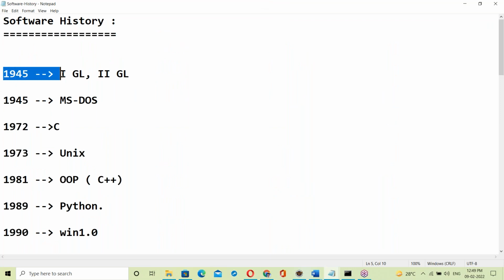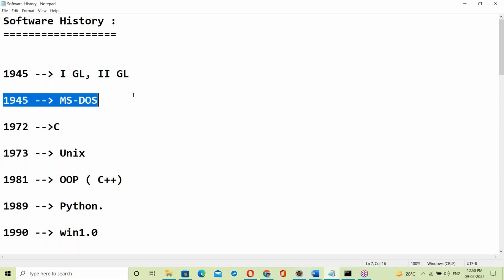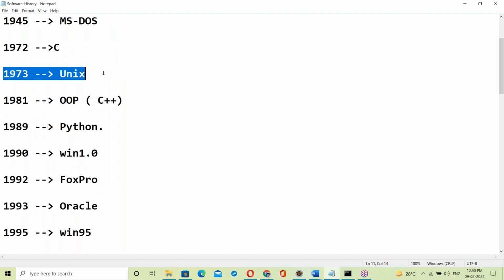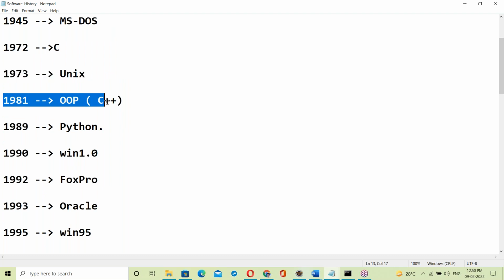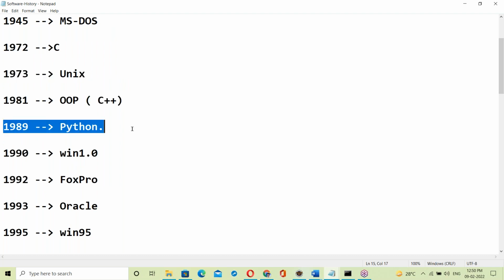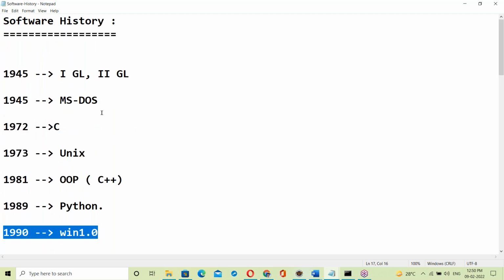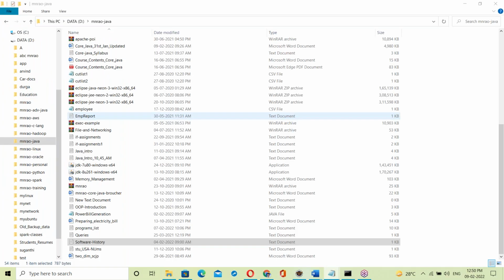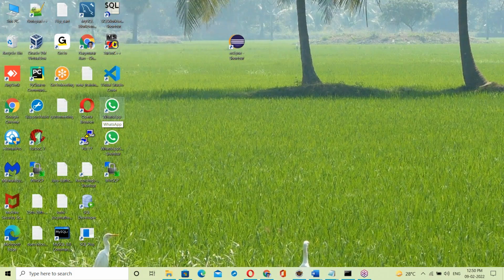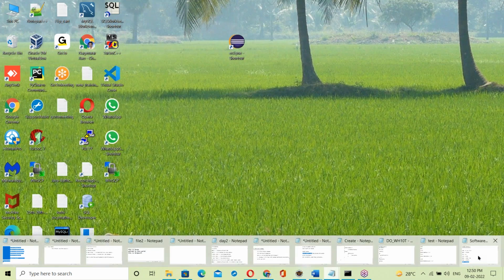See, 1945, first generation, second generation. First generation, machine language. Second generation, assembly language. 1945 MS-DOS. 1972 C language. 1973 Unix OS. 1981 OOPs C++. 1989 Python. 1990 Windows. Even without seeing this notepad, I can tell you. That is my live experience. I have seen all of this.